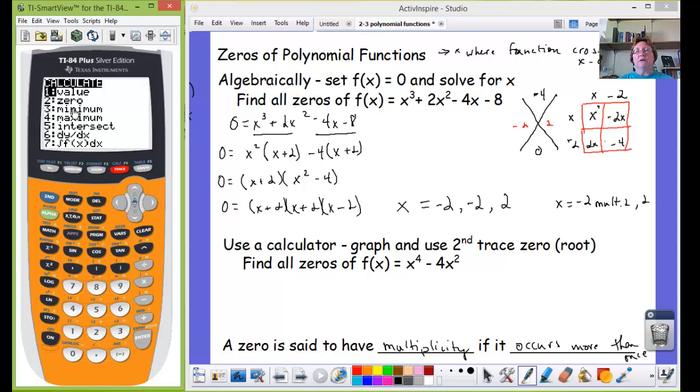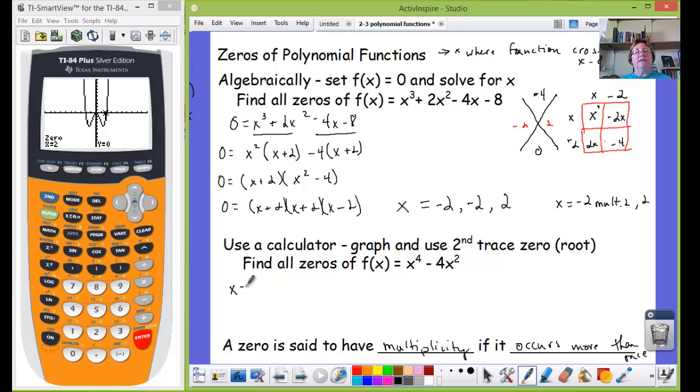I'm going to ask you to pause the video. You go after those zeros yourself, please. I use my calculator's second, trace, and zero functions, and I came up with this. X is equal to negative 2 and 2. But when I went after the middle one, a weird thing happened. I want to show you.